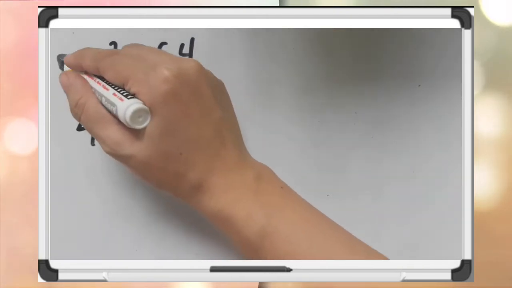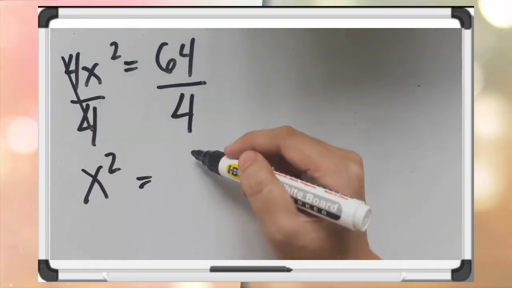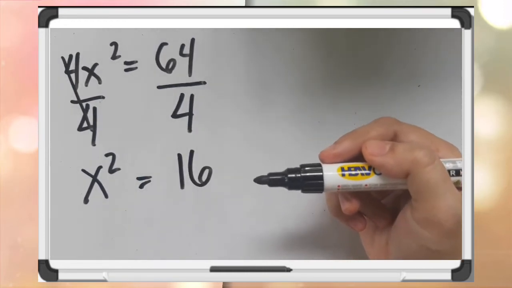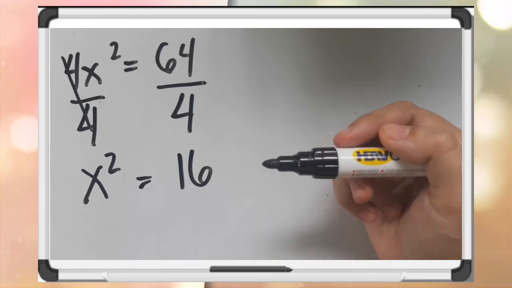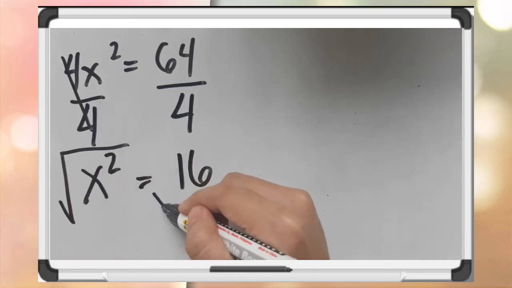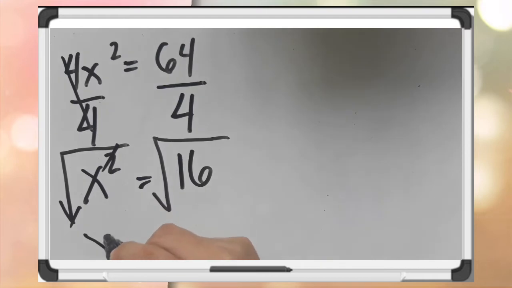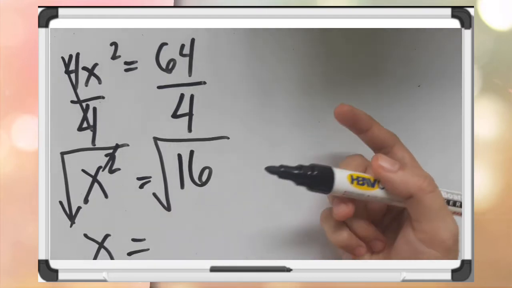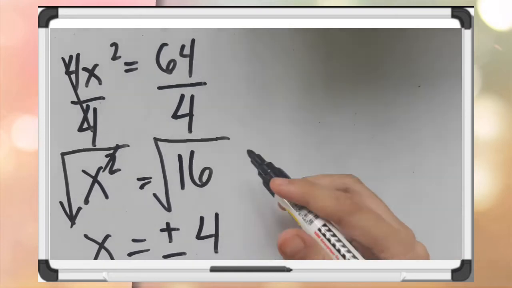4 divided by 4 is 1. It will become x squared. And 64 divided by 4 is 16. After dividing it by the value of a, we will now extract the square roots of both sides. Get the square root of both sides. The square root of x squared is x. And the square root of 16, which is a perfect square, is positive negative 4.